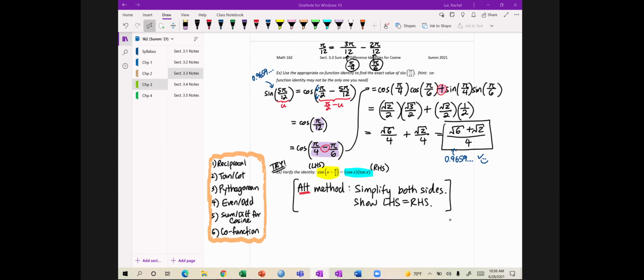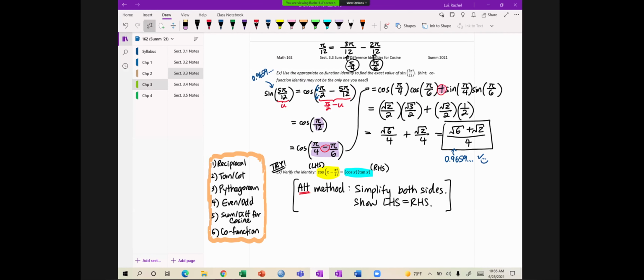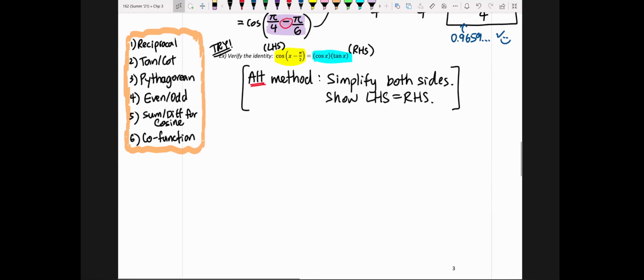Okay, so let's come back together here. I'm interested in hearing what approach we took. Let me resume. Okay, so I'm going to ask all students to send me a message privately. For the left side, I'm going to write it up for us: cosine of x minus pi over 2.